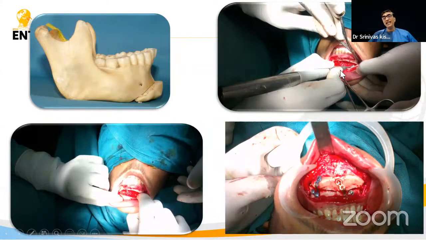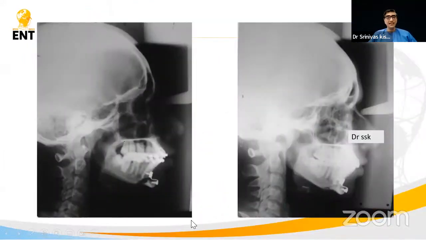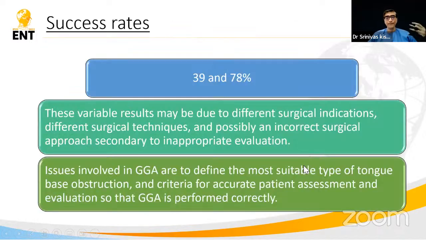You can use any of your burrs. You can use a striker saw. You can use a fissure burr. And you can bring this forward by one cortical length. You can see that one cortical length, which increases the space.